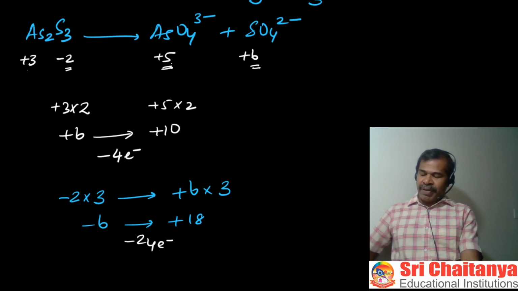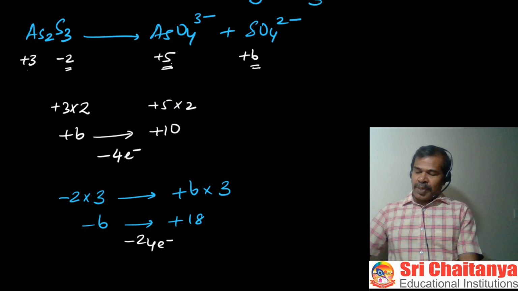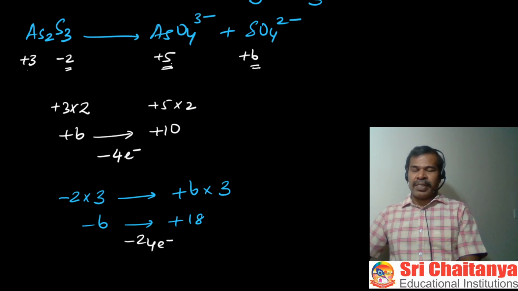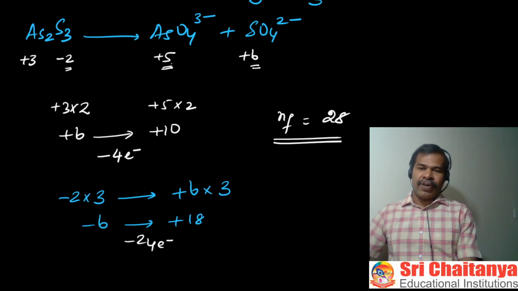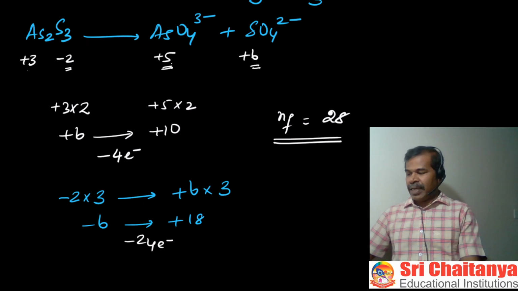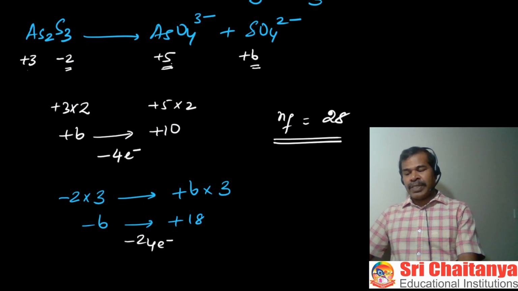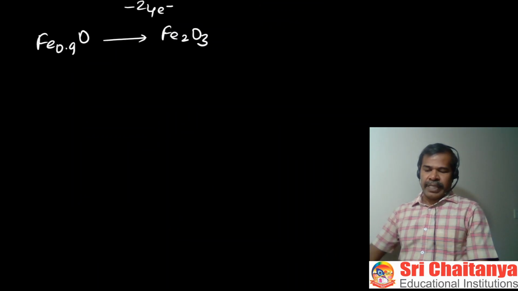So there is a loss. Loss of electrons is oxidation. Both are losing electrons and there is an overall loss of 28 electrons. So the valency factor for this substance is 24 plus 4, that is 28. You add both of them up. So you'll get a valency factor of 28 for arsenic sulfide if it undergoes oxidation to AsO4 3 minus plus SO4 2 minus. Let's consider another example.